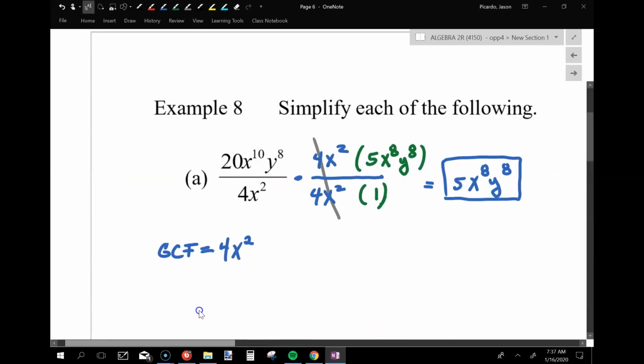So if I look at this problem and I use the same set of questions, 20 divided by 4 gives me 5. I have x's on the top and x's on the bottom. Where are there more? The top, how many more? 8. I have y to the 8th and no y's. Where are there more? On the top, how many more? 8. So we leave it like that, right? So I actually like that process as well, okay? But if somebody was to ask you to show your work, this is a way that you could show it, right? I'm taking a GCF out. Everybody okay with that? Questions?